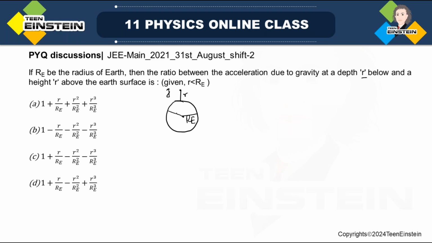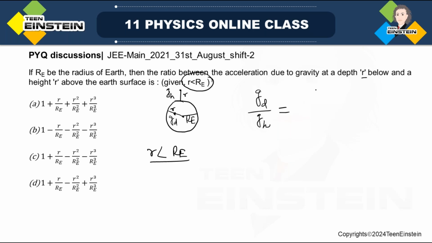And at any depth from the surface, suppose this is the depth small r, here at this particular position I have to find out g. Okay, and then take the ratio. So let us say this is g height h and this is g depth d. I have to get the ratio of these two. This is very simple if you read this particular condition. What is this condition? This r, the depth or height, is much less than re. That means we can actually write down the formula with approximation.